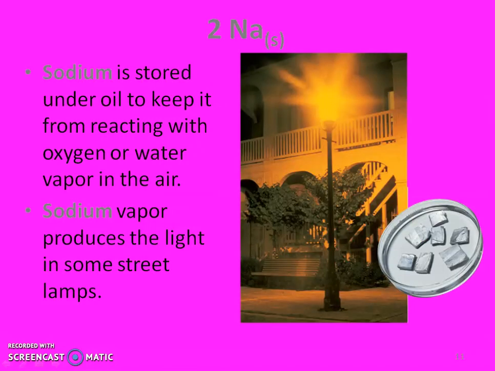So here's another example. We have sodium. Na is an element because it is one capital letter with one little guy, so that's sodium. And this S tells us that we're starting it in a solid phase. Sodium is actually stored under oil to keep it from reacting, usually pretty violently, with oxygen or water vapor in the air. Sodium vapor, though, produces the light in some of the street lights. So if you see a street light that looks a little off or a little bit more on the orange tinge, it probably has a little bit of sodium in it.